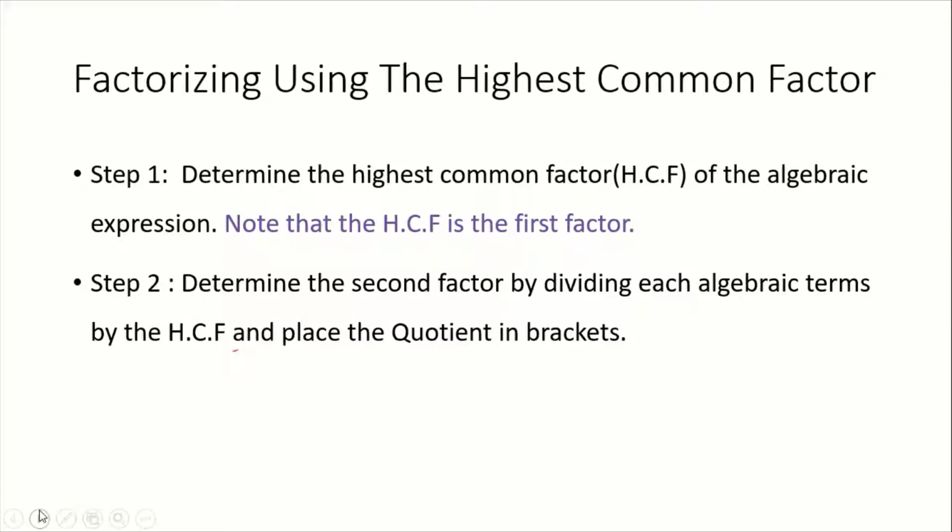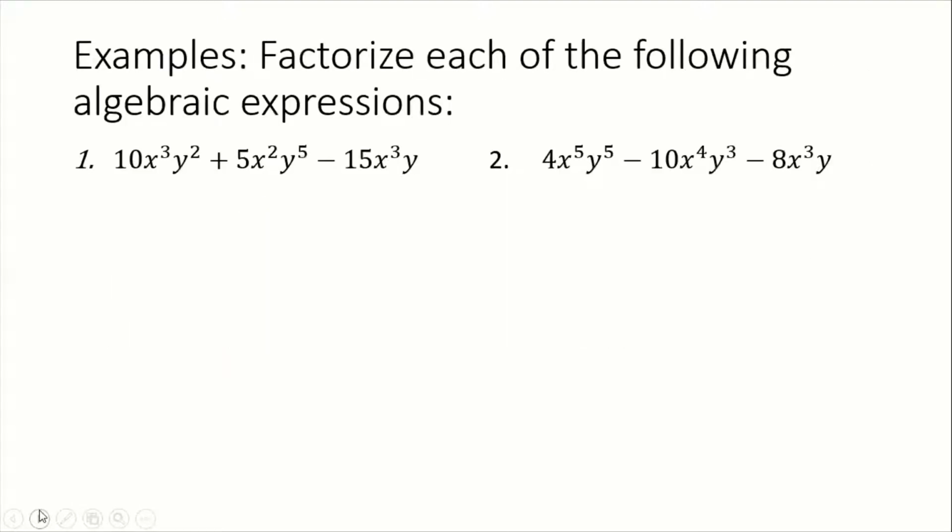And step two, determine the second factor by dividing each algebraic term by the highest common factor and place the quotient in brackets. To further understand this, we're going to look at some examples. So here we have two examples and we're asked to factorize each algebraic expression, right?